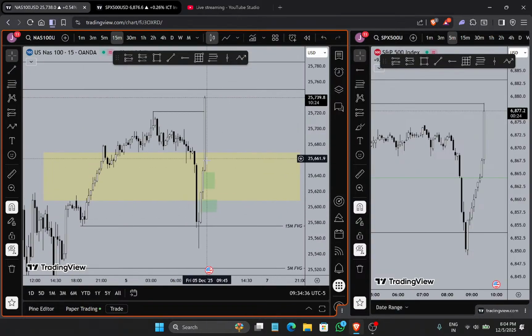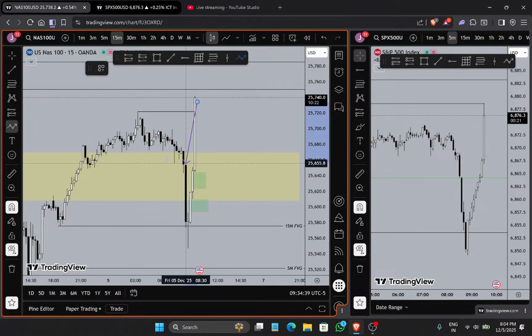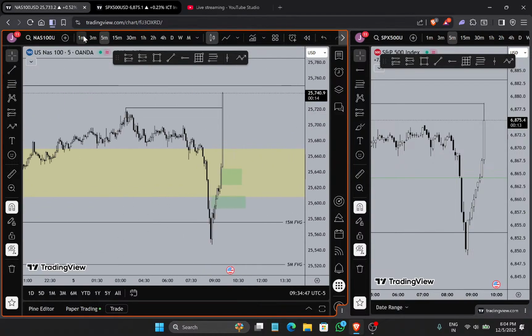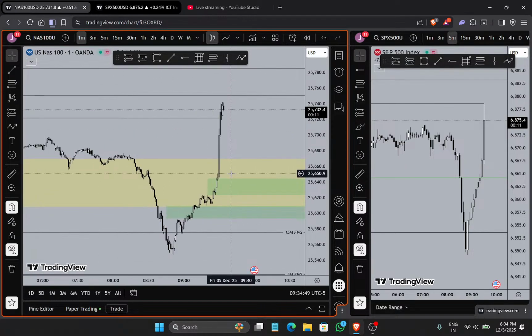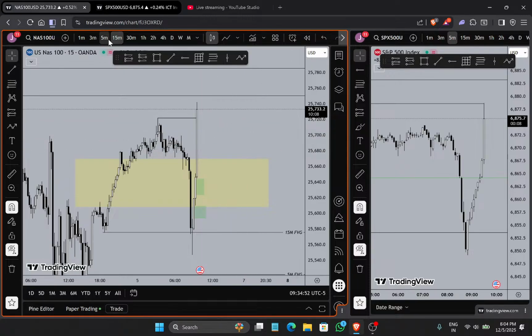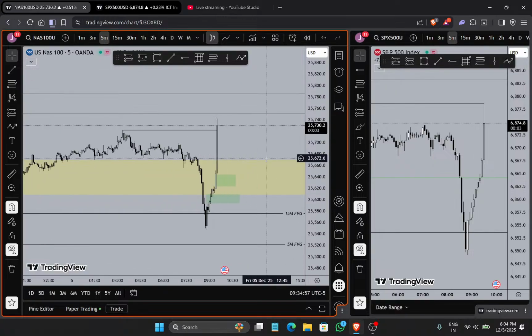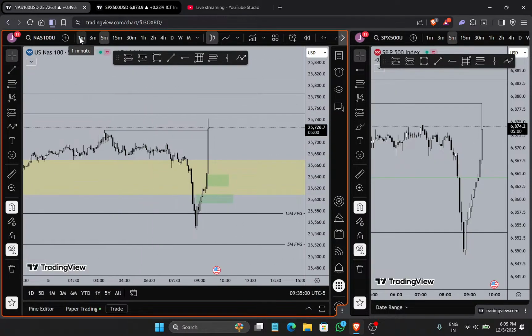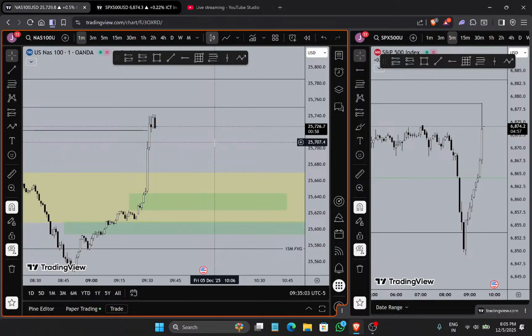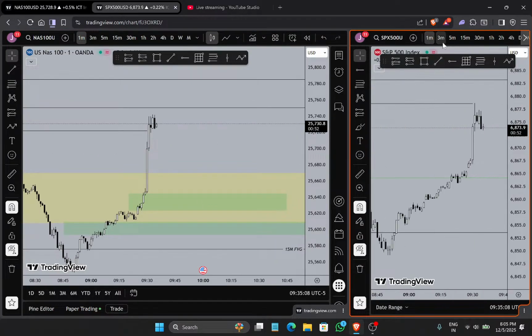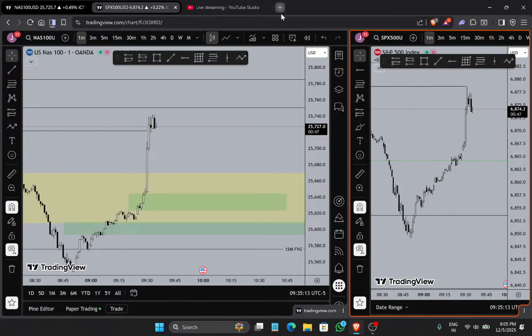Okay, so most probably what will happen here is we will deliver in this yellow zone. This is what most likely happens. Rejected from this level here. Maybe we can take this sitting liquidity here also.